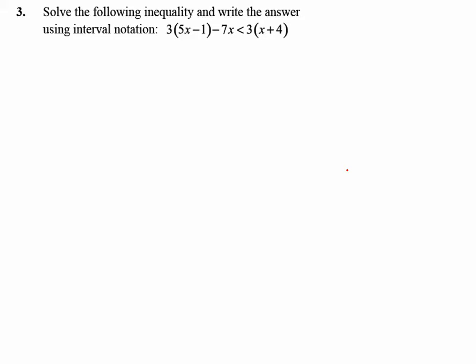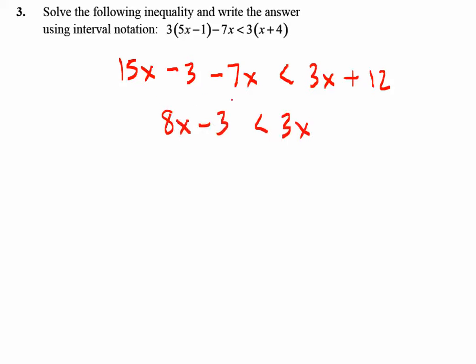So distributing the 3 makes it 15x minus 3 minus 7x, and then distributing 3 on that side gives you 3x plus 12. And then collecting as much as we can on each of the sides: 15x minus 7x, these are like terms, gives you 8x. Everything else remains the same.